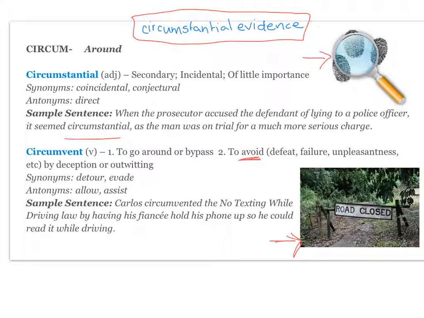So your sample sentence has that less literal definition. Carlos circumvented the no texting while driving law by having his fiancée hold up his phone so he could read it while driving. So he finds a way to kind of get around that law by doing something different. Or you could circumvent failure by studying for a test.